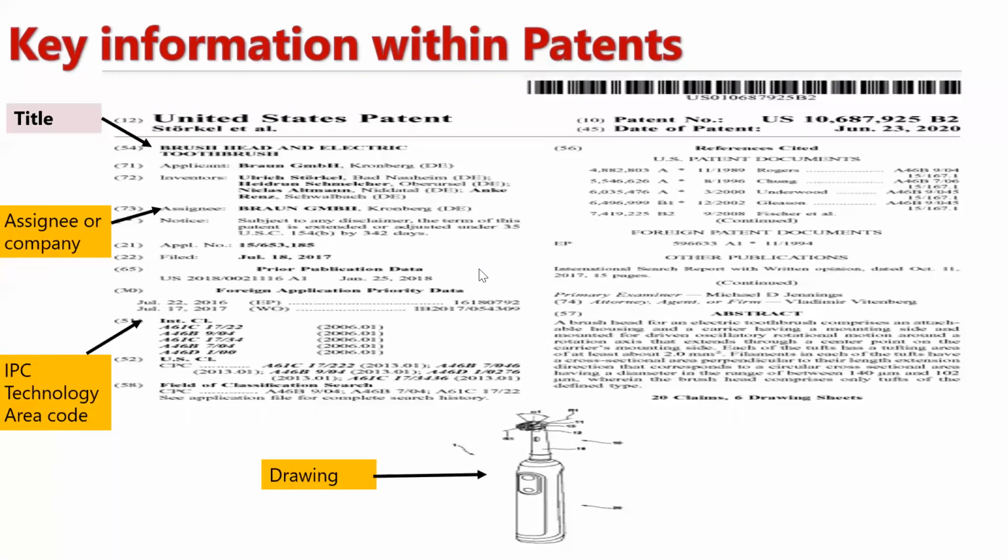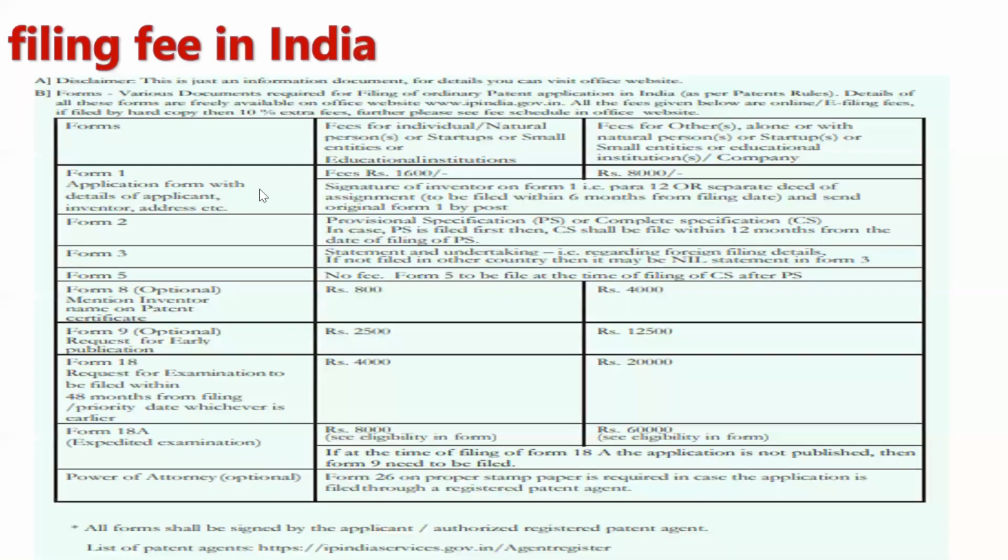Coming to this: if I want to file a patent, how much fees do I have to pay? There are two categories. One category is for an individual natural person, startup, or small entity, educational institution. Another is for others. In this, if you are filing form number 1, you have to pay 1600 rupees, and if you are filing form number 8, then 800. So there are some fees that you have to pay while filing.